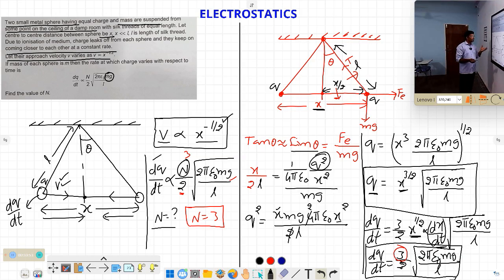The main concept is that at equilibrium condition, the tan theta form we are going to use, and this theta is very small, based on that the sin theta concept we are using. And while the charges are leaking out, the attraction force decreases, so they are coming towards each other and the x value changes. As the x value changes with respect to time, velocity takes place. The velocity relation is already given, substitute that velocity in the equation to get the desired numerical value. So the n value is how much? 3 is the answer.